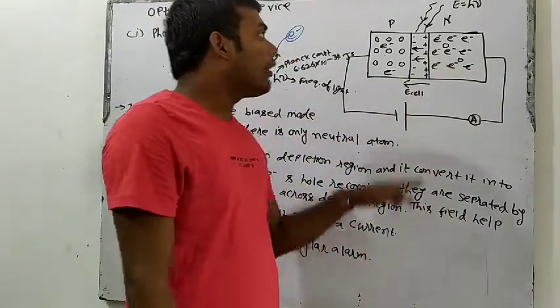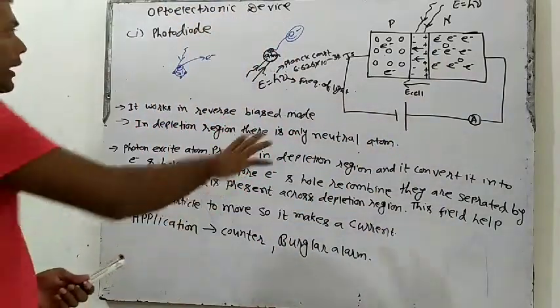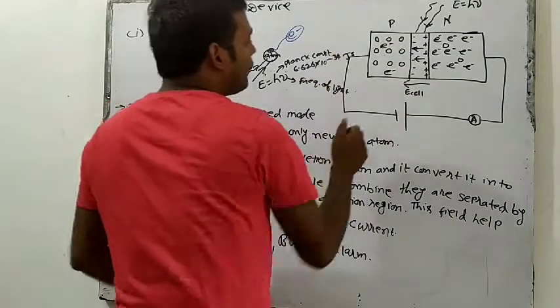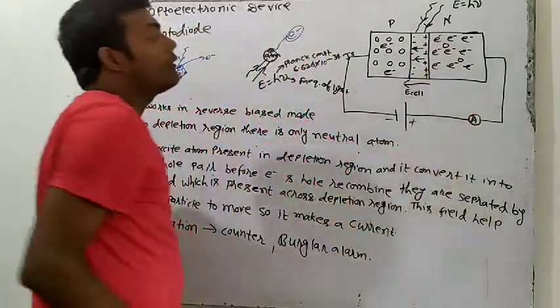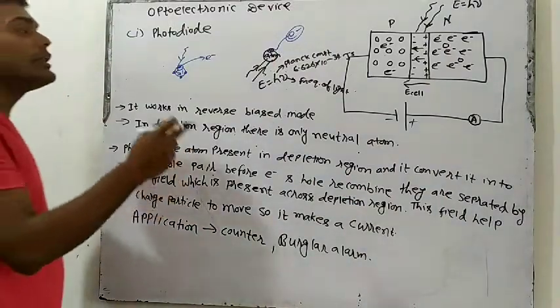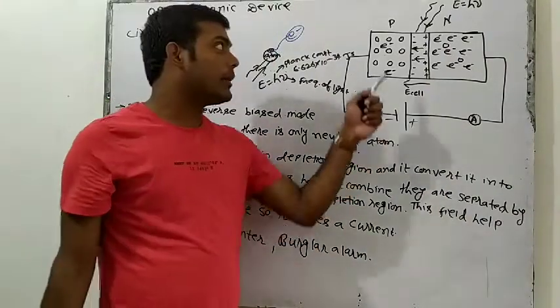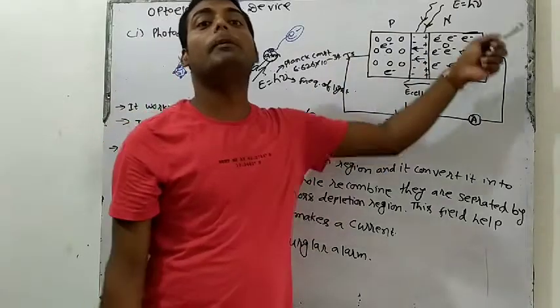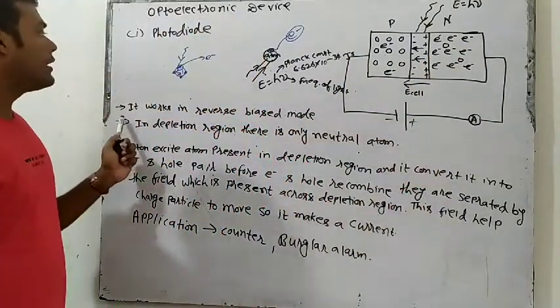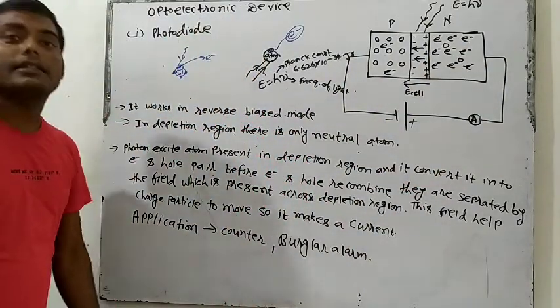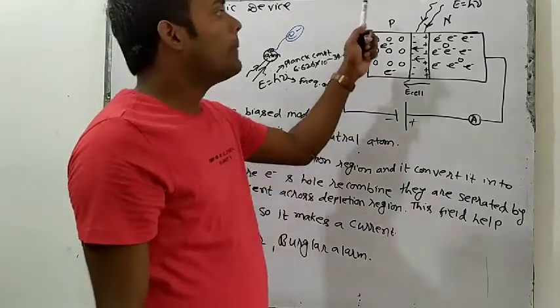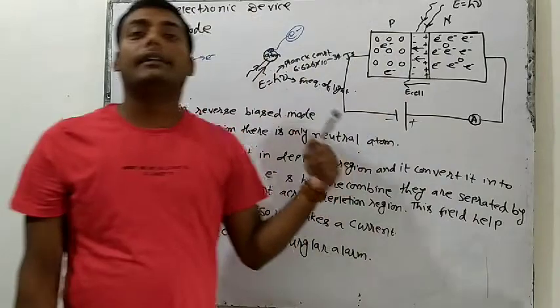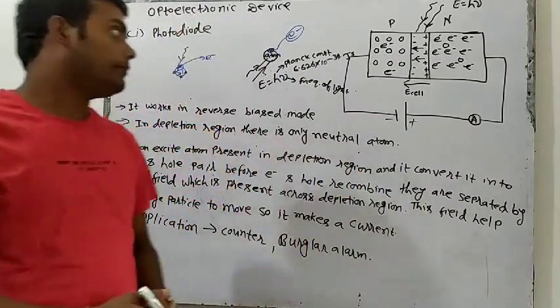Now see how we have connected this. This P is connected with negative terminal, and N is connected with positive terminal. So this is reverse bias or forward bias? Reverse, P with negative, N with positive, this is reverse. So this device is connected in reverse bias. This is one of the most important points. So you must note it, that photodiode is connected in reverse bias mode.